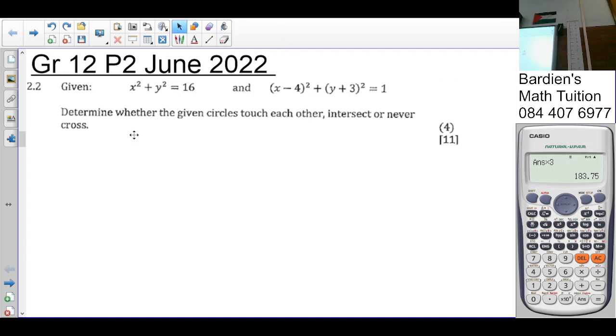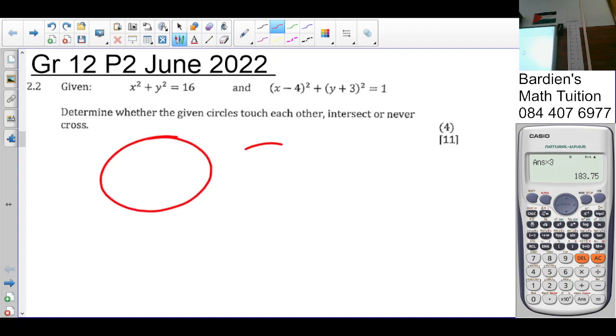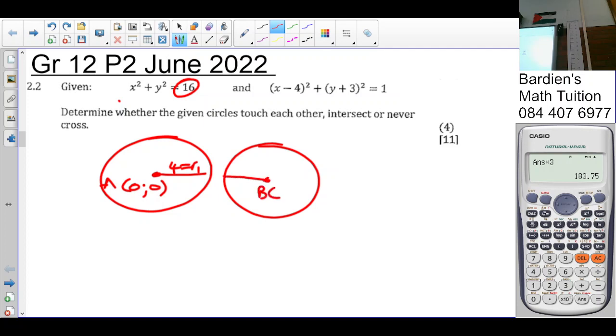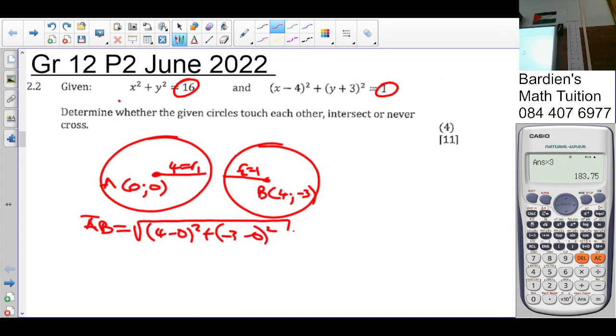So looking at what we have here, we have two circles. The center of the first one is (0, 0). Let's call that coordinate A, and the radius is 4. That's R1. Then we have B here, which is (4, minus 3), with a radius of 1. R2 is 1. So let's work out the distance AB. We have used the distance formula already, so I won't write it down again. That gives us 5. Radius 1 plus radius 2 is 4 plus 1, which is 5.